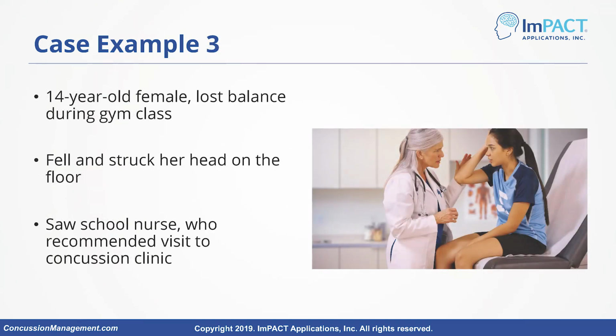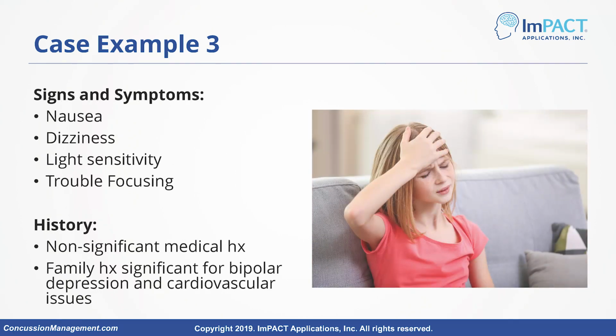Lastly was a 14-year-old female who lost her balance during gym class. She struck her head on the floor. She saw a school nurse who recommended she visit a concussion clinic. And when she got to the concussion clinic, the signs and symptoms she reported were nausea, dizziness, light sensitivity, and trouble focusing. She did have a family history that was significant for bipolar depression and cardiovascular issues.